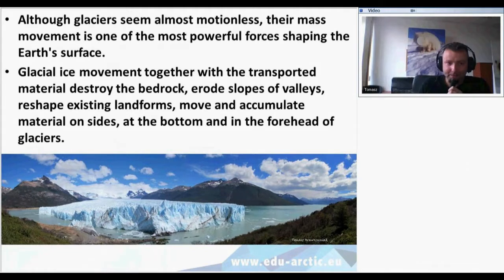you will see the glacier movement. And this glacial movement, together with all the transported material, destroys the bedrock which is underneath or in front of the glacier. Glaciers erode slopes of valleys. They reshape existing landforms because they just push everything and lay down the materials. They move and accumulate materials on the sides, at the bottom of the glacier, and in the forehead of it. Just to show you how it can look, I will just show you a short time-lapse video.